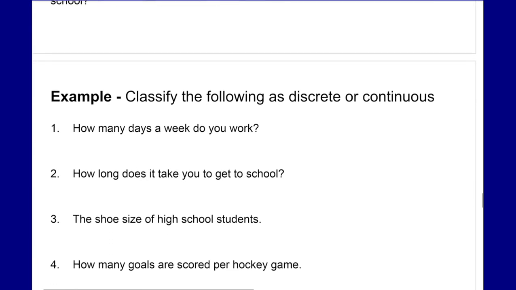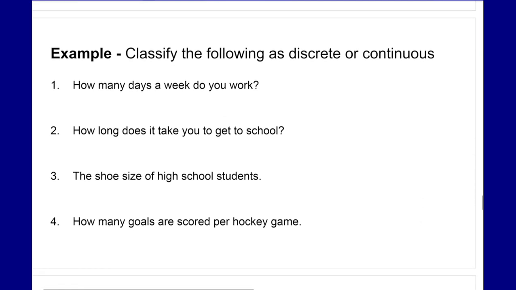So let's take a second and classify the following examples as either discrete or continuous. You've done something like this in the previous unit, but let's re-look at it. How many days a week do you work? We talked about that; that would be discrete. We have only 1 to 7. It can only be any of those numbers, not maybe a half. If we're talking about days, it's just 1 to 7. How long does it take you to get to school? This would be continuous. We're measuring something; we're timing it. So this would be continuous.